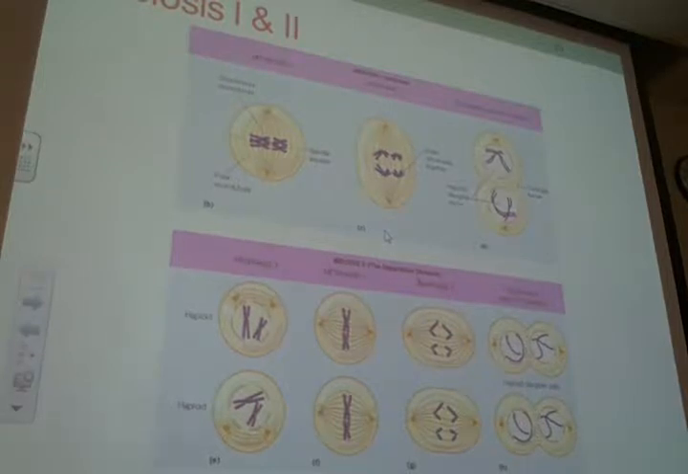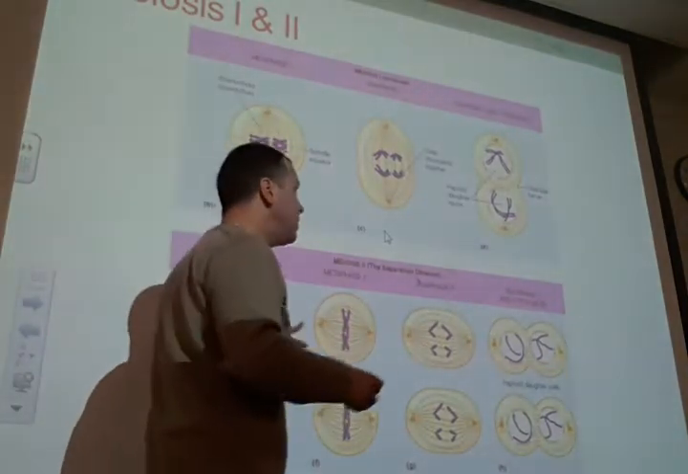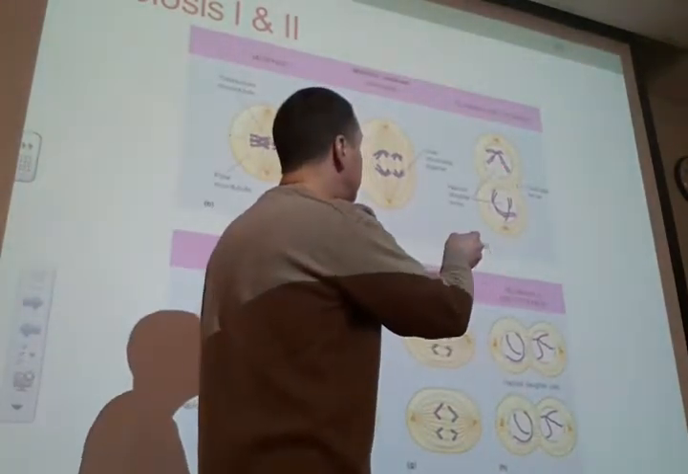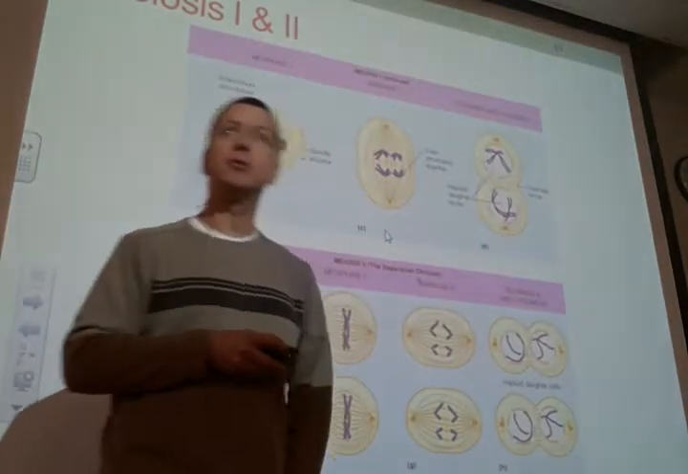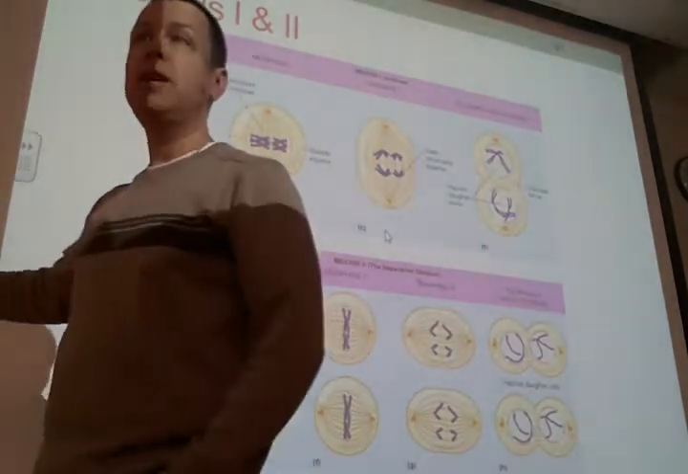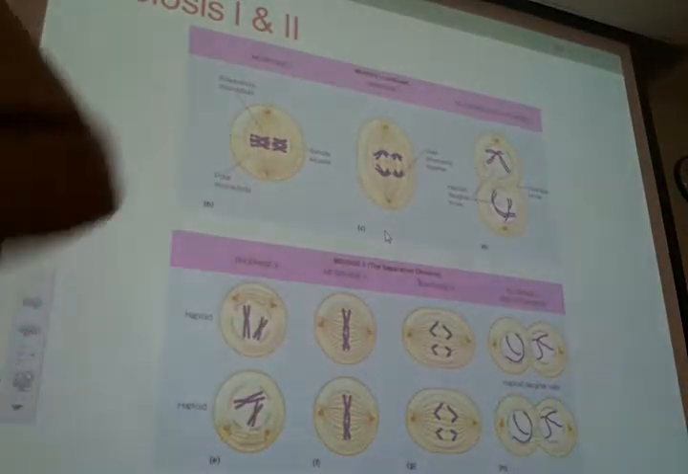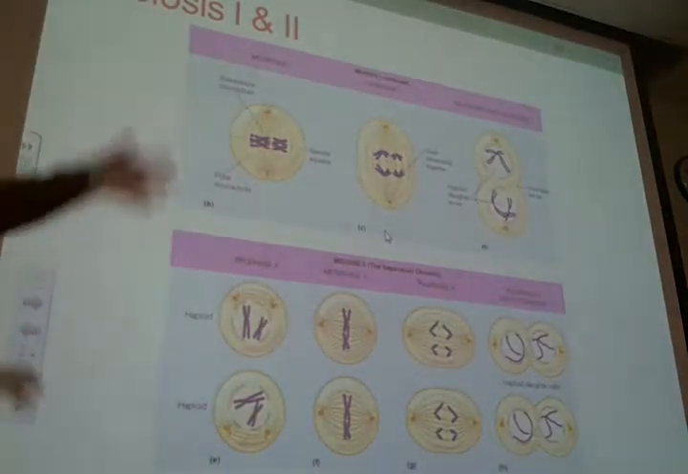We started with one diploid cell with 4 chromosomes in it, in this example up here, and now we finished with 2 cells with only 2 chromosomes. We have reduced the number by half, right? From 4 to 2, or if this were a human cell, from 46 to 23.